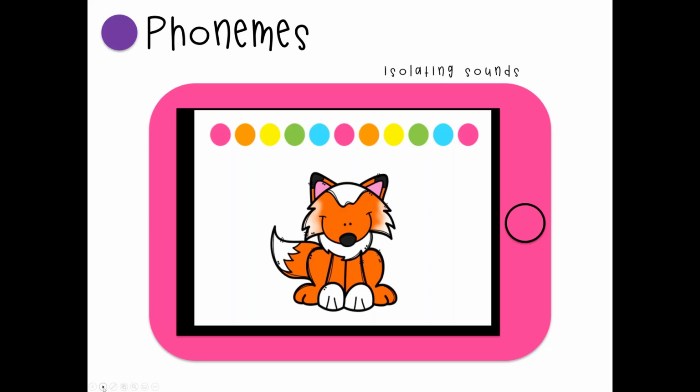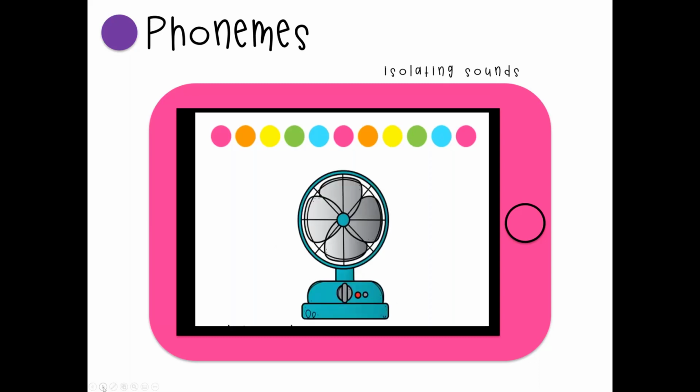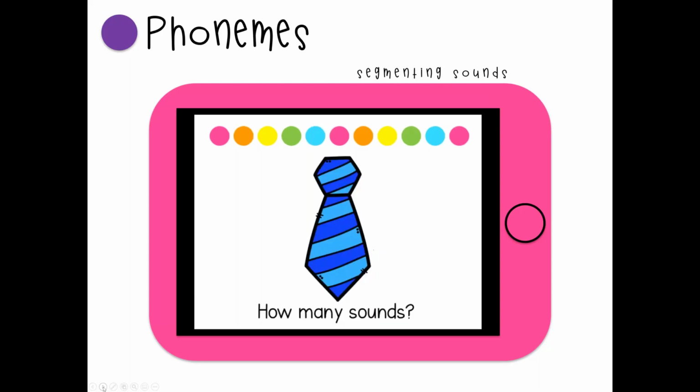Once they've mastered ending sounds, then you can move on to the medial vowel sound. This is a picture of a fan. What sound do you hear in the middle of fan? And they would tell you ah. Again, we're listening for sounds. We're not telling letter names. You want them saying the sounds that they hear.